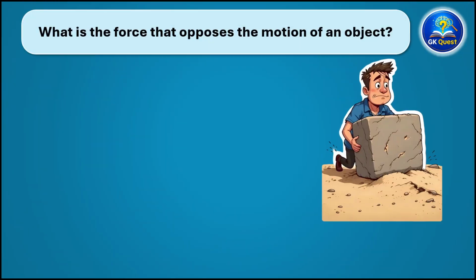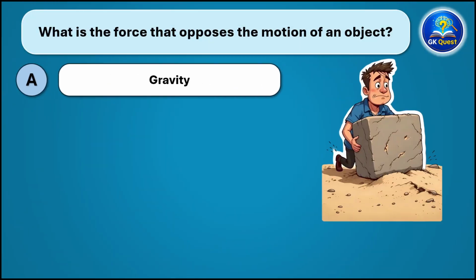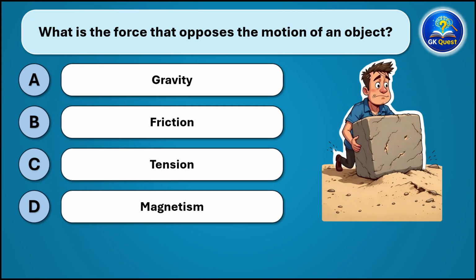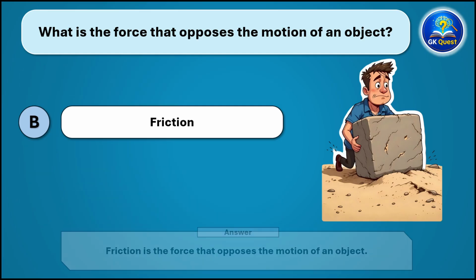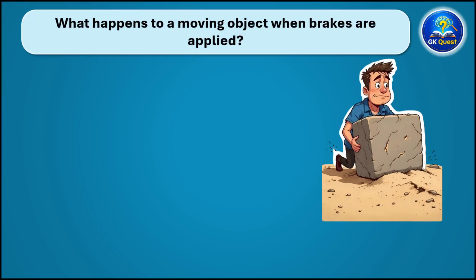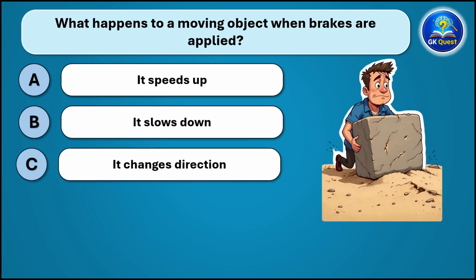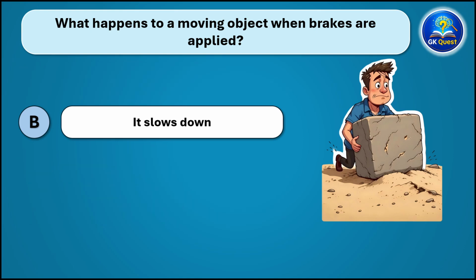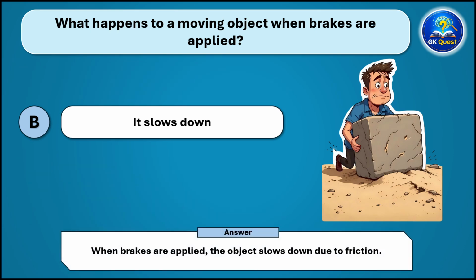What is the force that opposes the motion of an object? And the correct answer is friction is the force that opposes the motion of an object. What happens to a moving object when brakes are applied? And the correct answer is when brakes are applied, the object slows down due to friction.